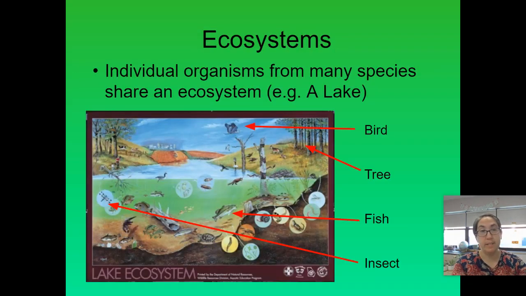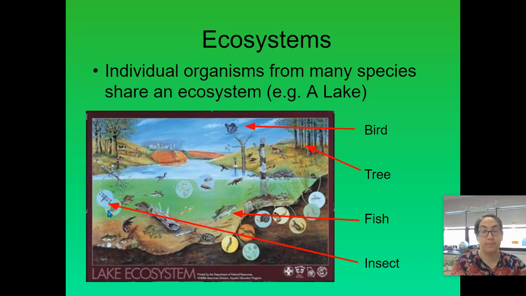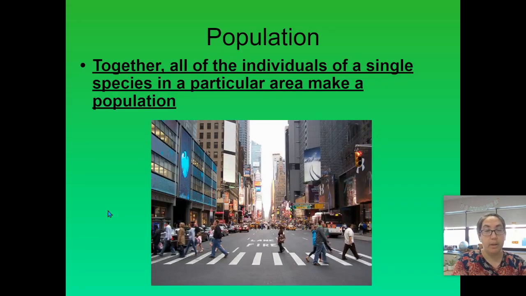Individual organisms from many species share an ecosystem. And the example ecosystem we have here is a lake. And you can see we have birds, trees, fish, insects. All of these organisms share the same ecosystem. When you put groups of an individual species together, so all of the fish that were in that pond, or all of the herons that lived in that pond, all of those individuals of that one species make up a population. So in this picture, the population would be humans. Oh, sorry, that's just one species, and it's all of them together.